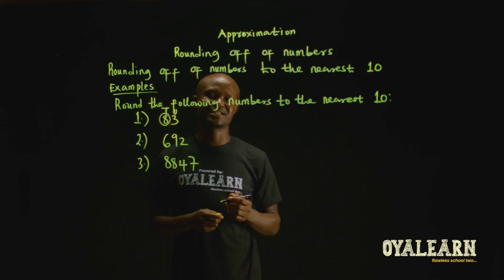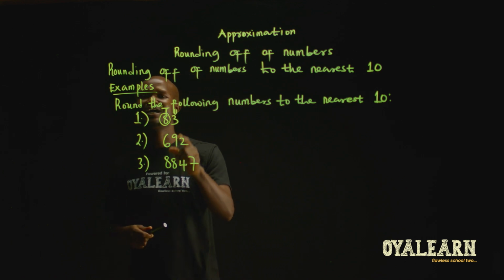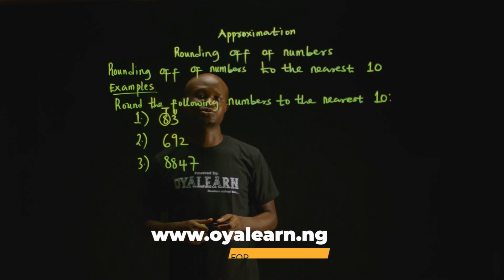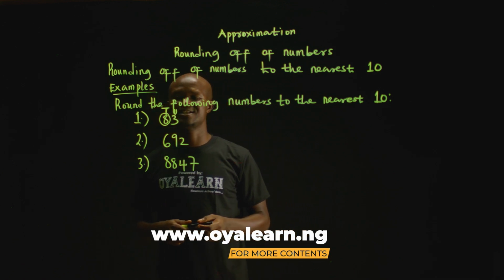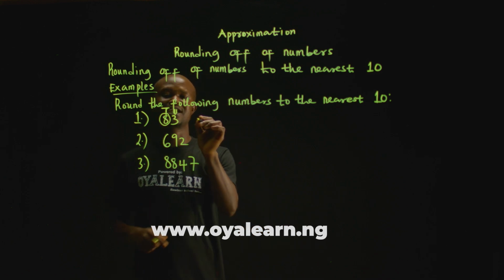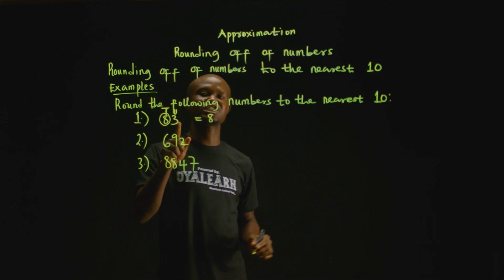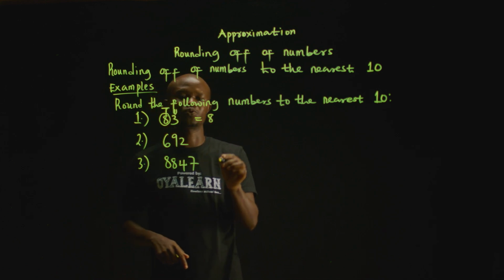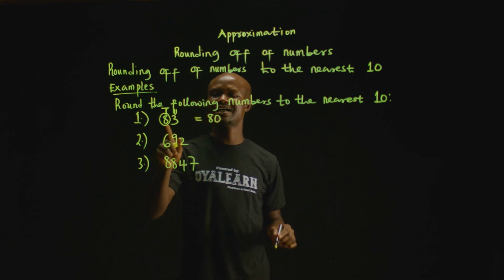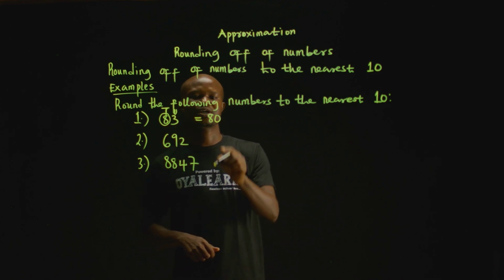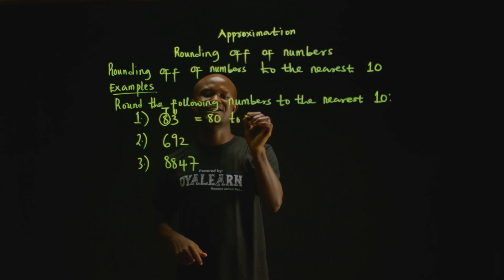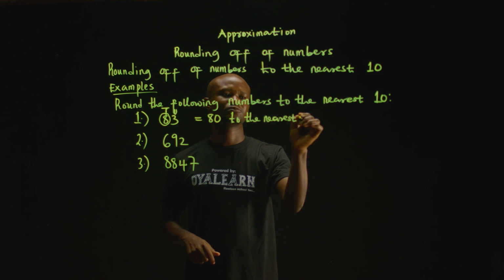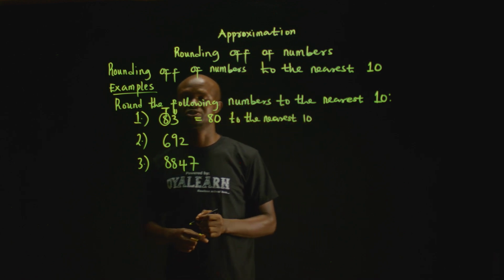Now, at the back of 8, what do we have? We have 3. And 3 is not up to what? 3 is not up to 5. So in this case, it means that we have 8 here. But the space we have here, what space are we having? This particular space we have here, we turn to what? 0. It means that 83 is equal to 80 to the nearest 10. That's the solution to the first one.